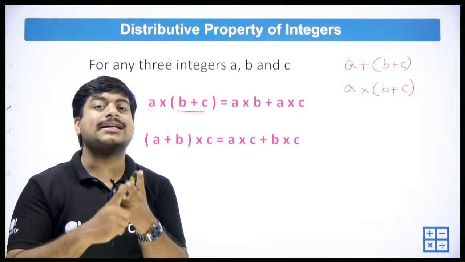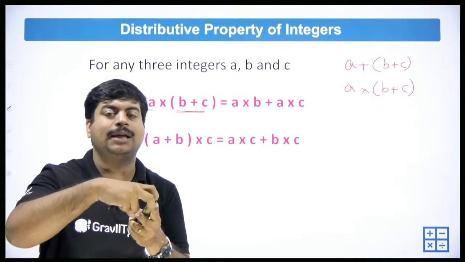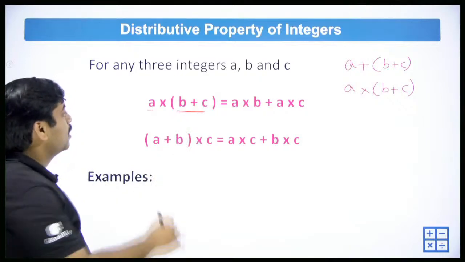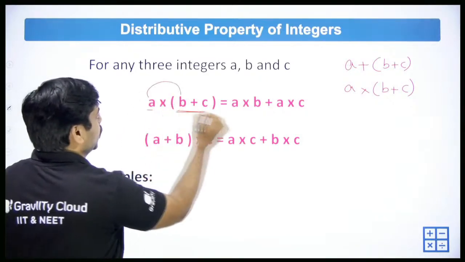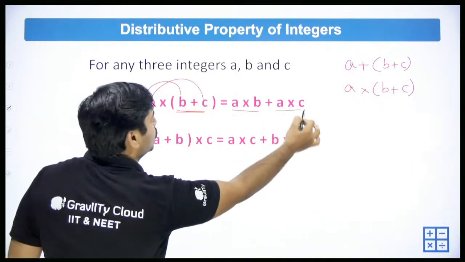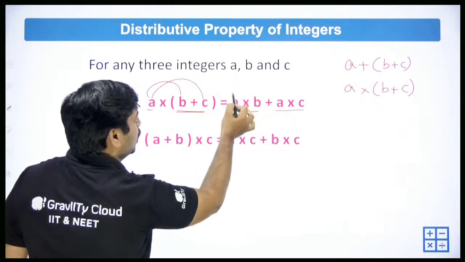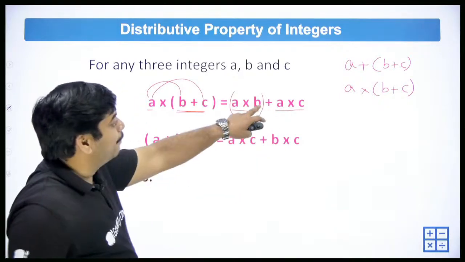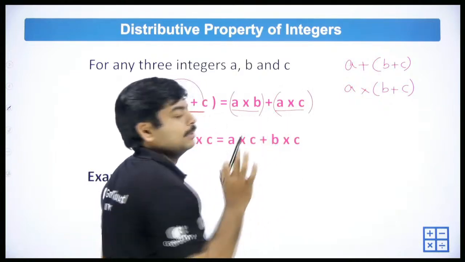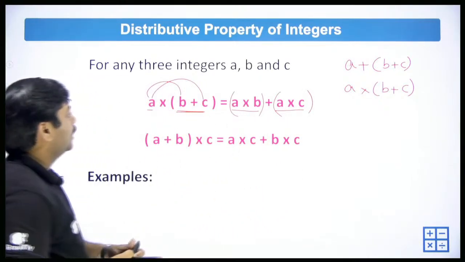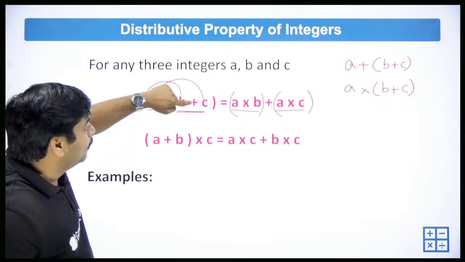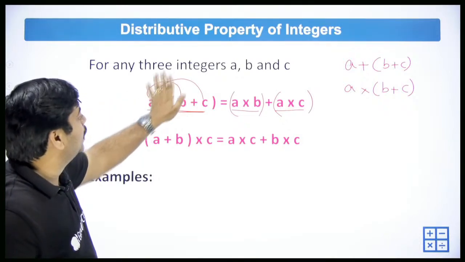We need to distribute whatever we are multiplying to all the remaining numbers. You can see here, A we are distributing to B, so A into B, plus A we are distributing to C, so A into C. You should be very careful here. You have a plus in between them. Don't try to multiply these two numbers again. A into B is one term, then this plus will come and then A into C.